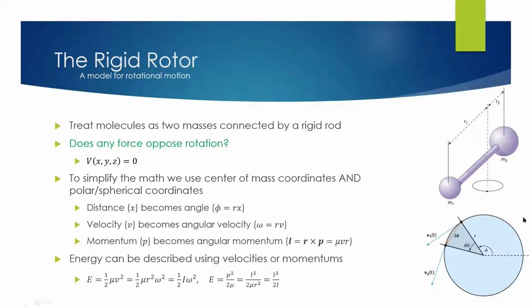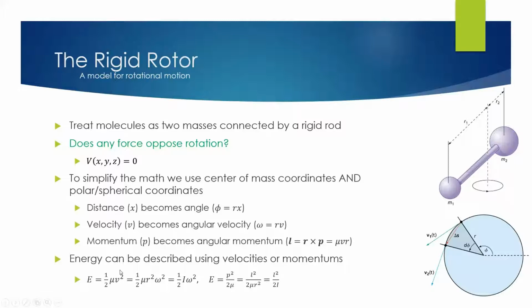So if we took this rotation to be in the XY plane, our angular momentum would only be in the Z dimension. And with these new definitions of angular velocity and angular momentum, we can construct what the energy is based on things that are easier to calculate for rotation.